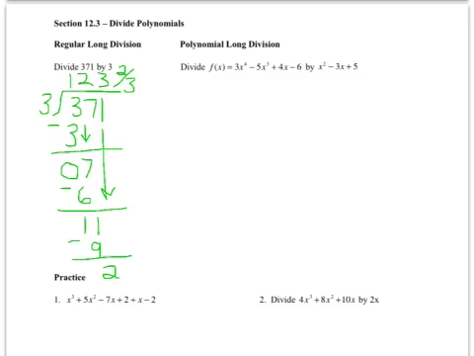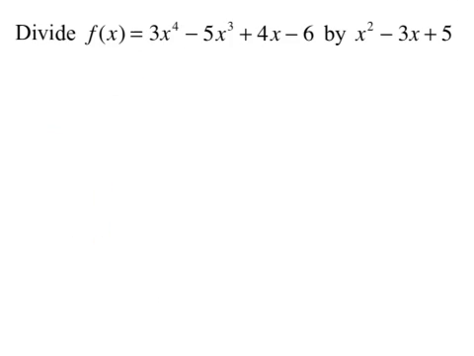So let's try to use long division with our next problem. We have f of x equals 3x to the 4th minus 5x cubed plus 4x minus 6, and we're going to divide that by x squared minus 3x plus 5. Okay, so we're going to take the polynomial that we're dividing by, x squared minus 3x plus 5, and put him on the outside.